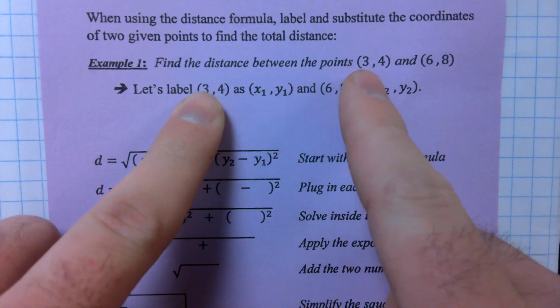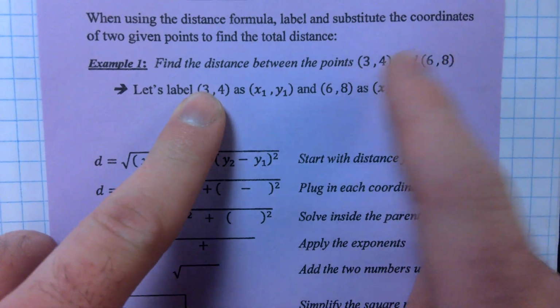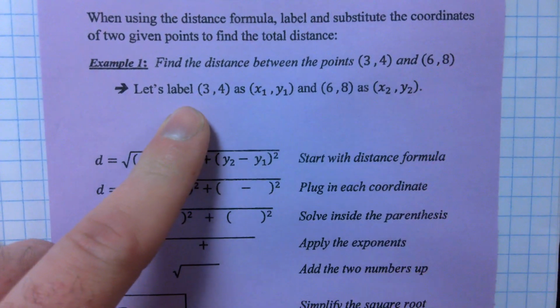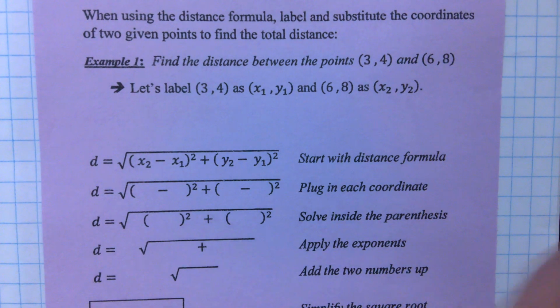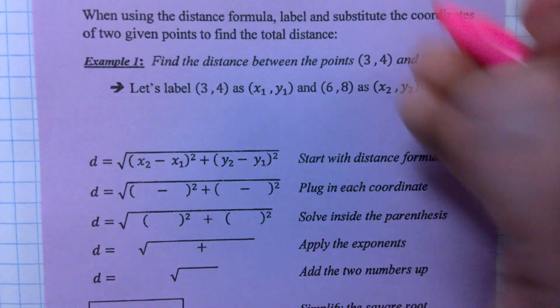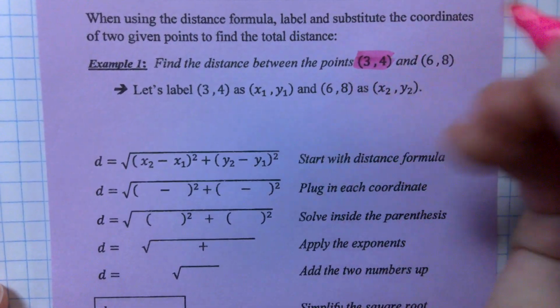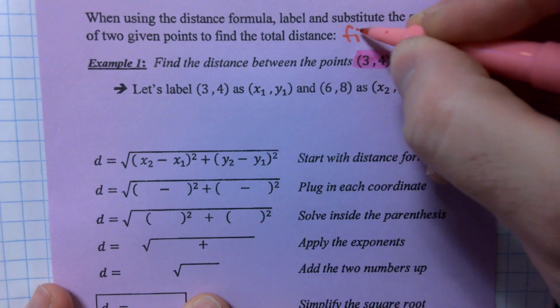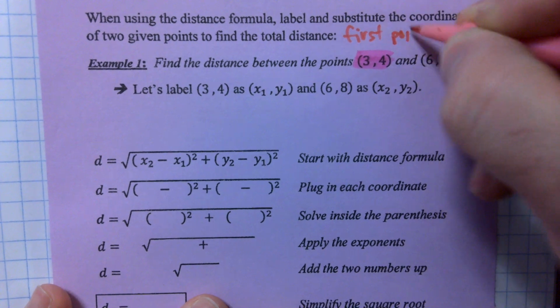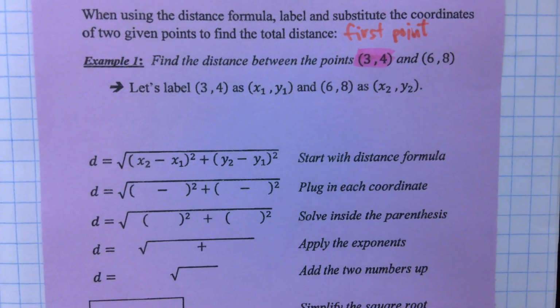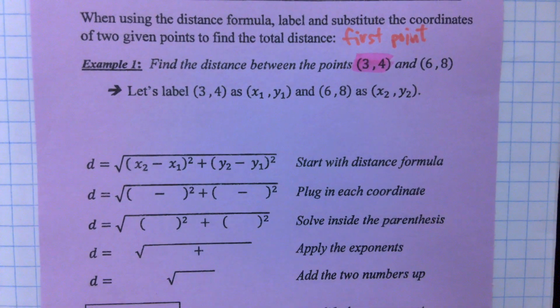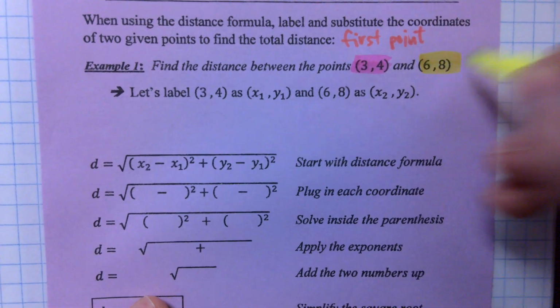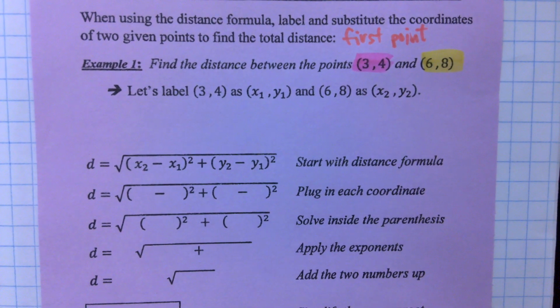Let's say we want to find the distance between the points (3, 4) and (6, 8). Okay? (3, 4) is my first point. I'm going to highlight that point in pink because it's the first point listed. In reality, it doesn't matter which point you call the first point and which point you call the second point, but we're just going to keep it consistent. (6, 8) obviously then must be my second point.